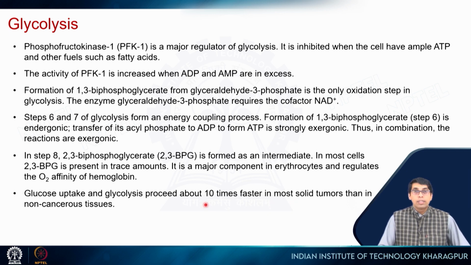So it means that the reactions are happening in anaerobic conditions, in the lack of oxygen. So you cannot get ATP from the further downstream metabolism processes. So you try to produce as much ATP as possible through glycolysis. That is why glycolysis proceeds much faster in solid tumors compared to non-cancerous tissues.